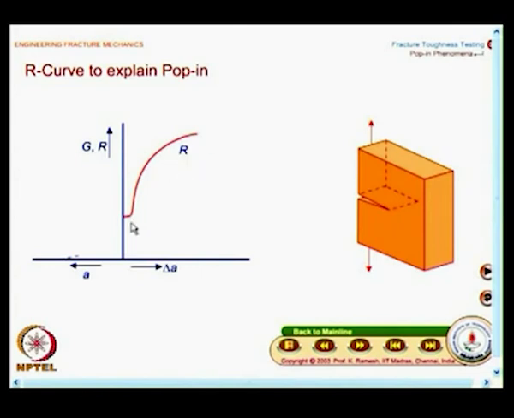When you go for a plane strain specimen, you had a shallow R. When you went for a plane stress specimen, you had a steep R. When you go for an intermediate thickness specimen, you could have the R such that you have a horizontal phase and then the curve starts. So, what happens is, the fracture will initiate and it will jump. So, this is what happens. With the R curve concept, we are in a position to explain what is observed in actual practice.